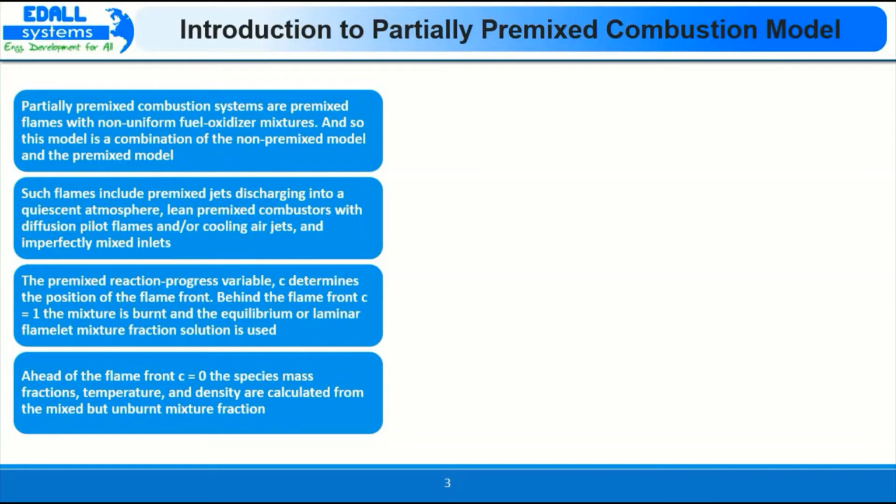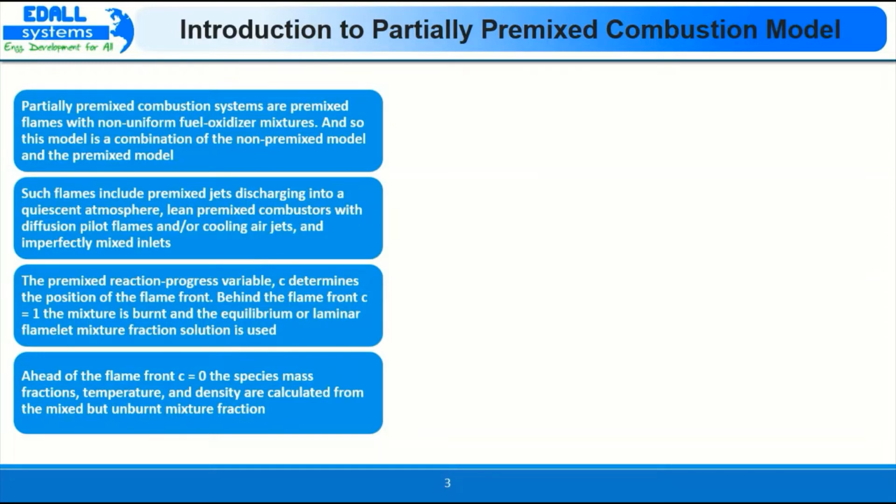So till now we have discussed premixed combustion and non-premixed combustion and how these two combustions vary. Partially premixed combustion is a combination of both premixed and non-premixed systems, because these systems are premixed flames with non-uniform fuel oxidizer mixtures, and so this model is also a combination of non-premixed and premixed combustion models.